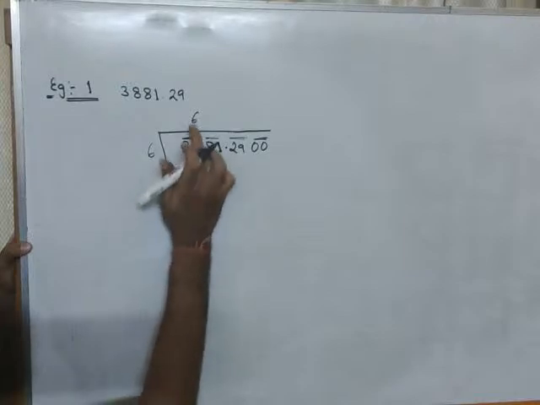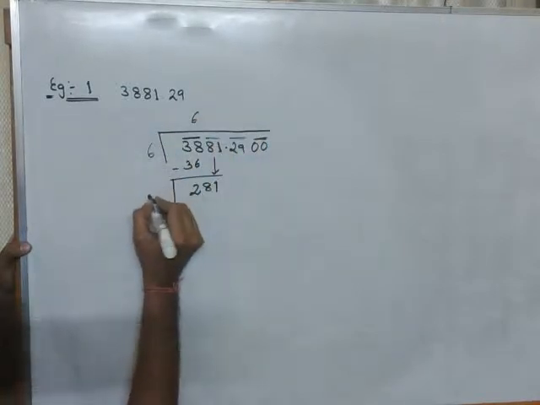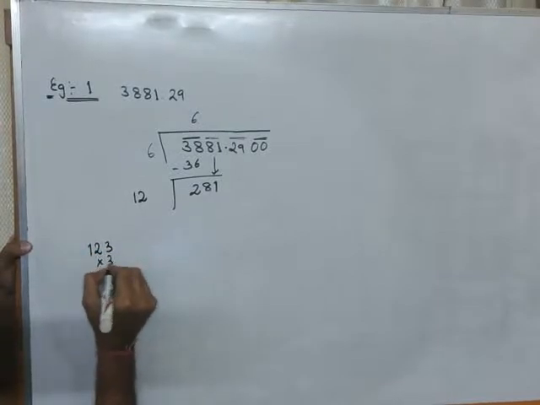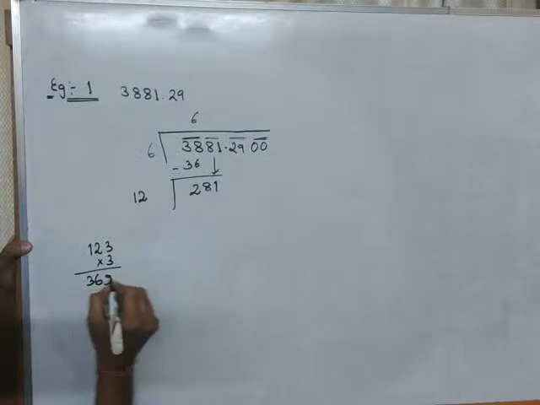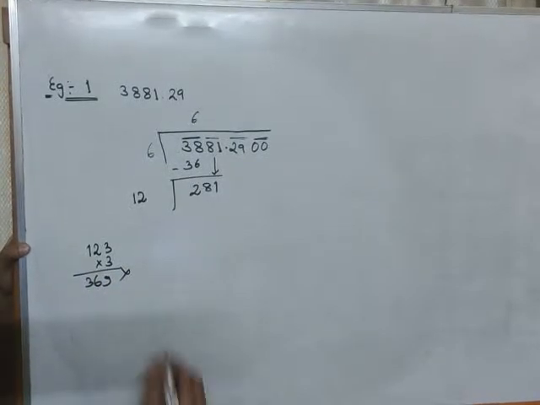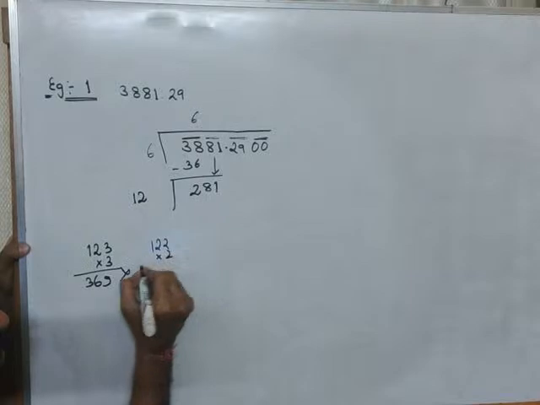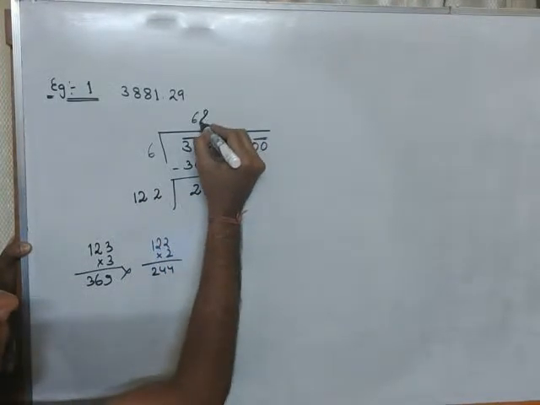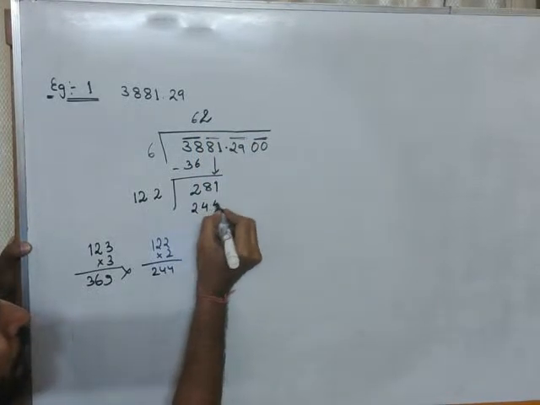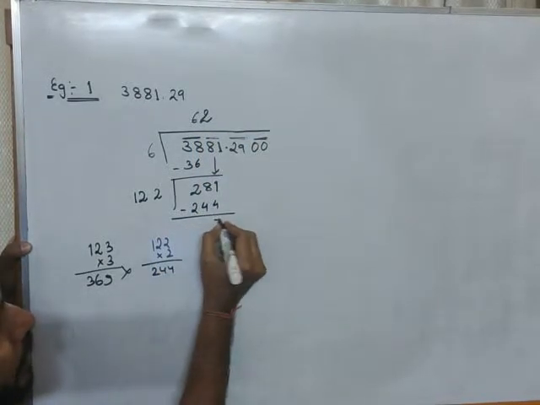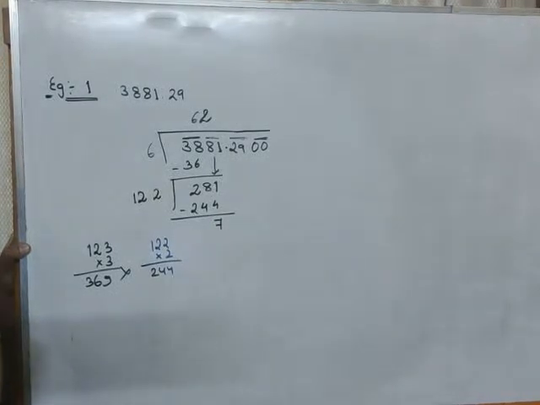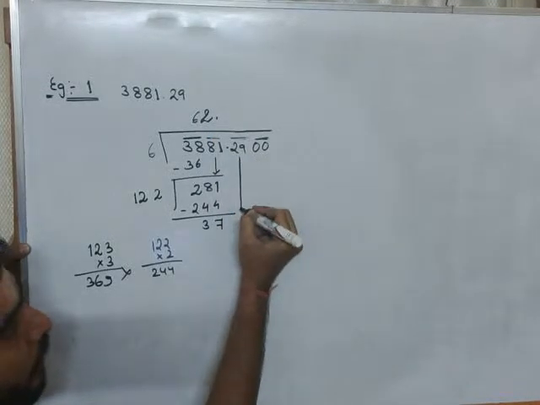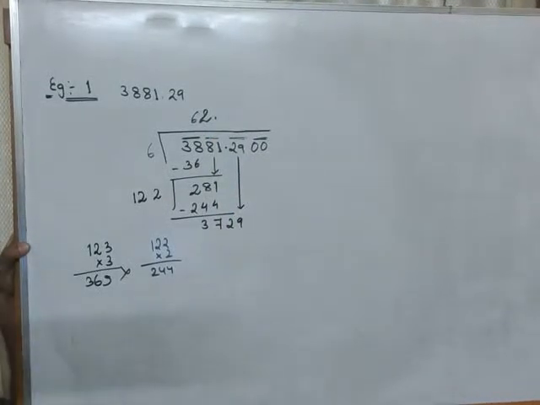In the next step, what will happen? The quotient is 6 now. Double of 6 is 12. If I write 3 and multiply it by 3, I will get 369. That will be greater, so I cannot take it. So I have to take 122 times 2, which is 244. Here 2 is written and here 2 is written. 2, 4, 4. After subtracting, I got 7, and 7 minus 4 is 3. Decimal is there, so you have to write the decimal. Now 29 will come down.